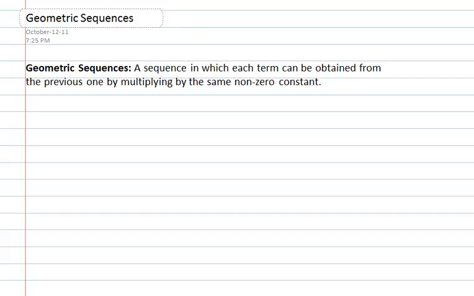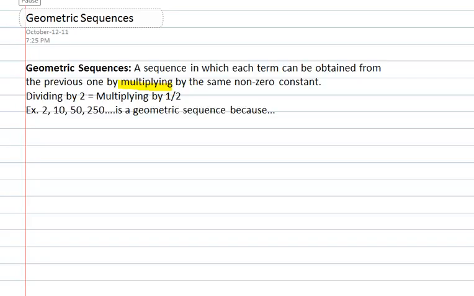A good definition to get us going is: a geometric sequence is a sequence in which each term can be obtained from the previous one by multiplying by the same non-zero constant. So a key word in there is multiplying by a non-zero constant. You might ask yourself, can't you divide as well? And the easy answer is, of course, yes. But think about it: dividing by 2 is the same thing as multiplying by 1/2. So to keep it routine and give it some continuity, we just say that it's multiplying by some sort of ratio.